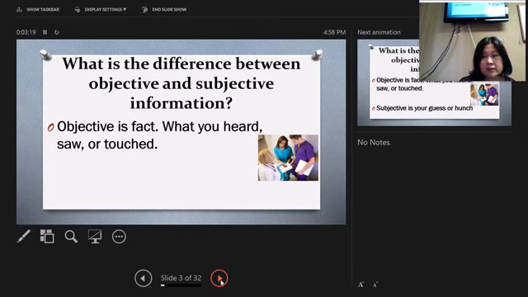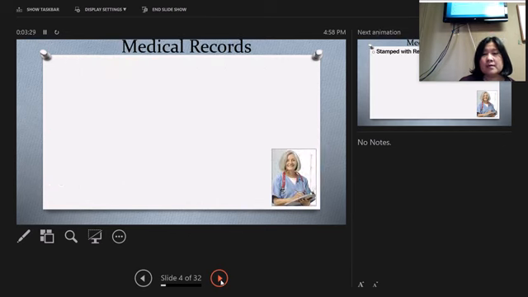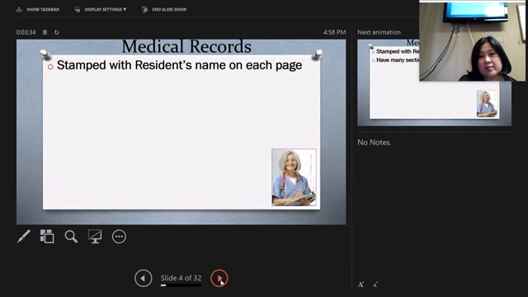Okay. What is the difference between objective and subjective information? Your objective information is the facts. It's what you hear, what you see, what you touch. Subjective information is going to be a guess or a hunch, and subjective is what the resident tells you, a symptom that they may be having.